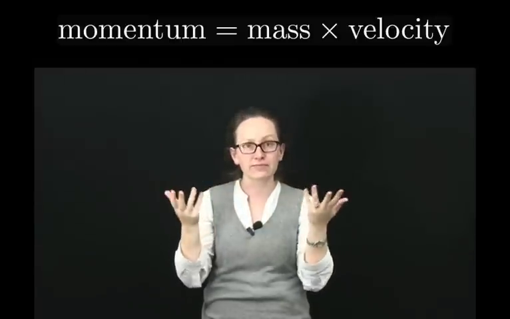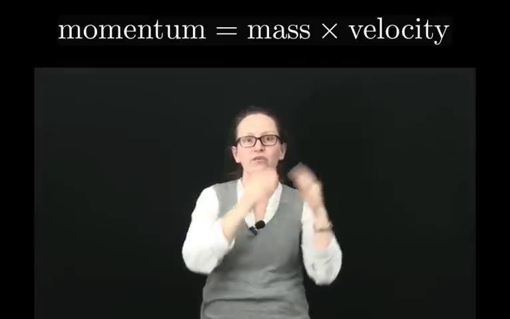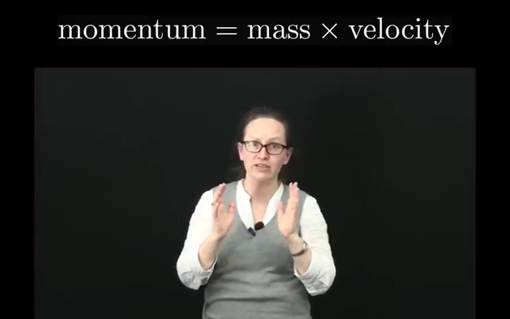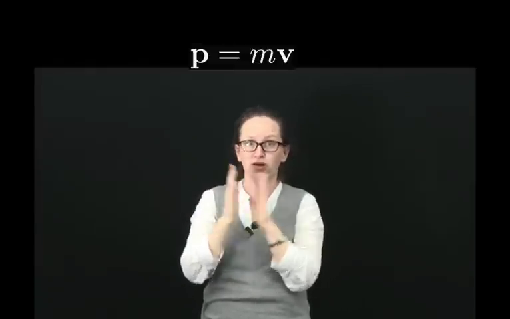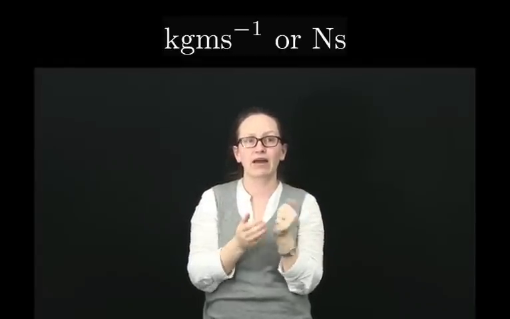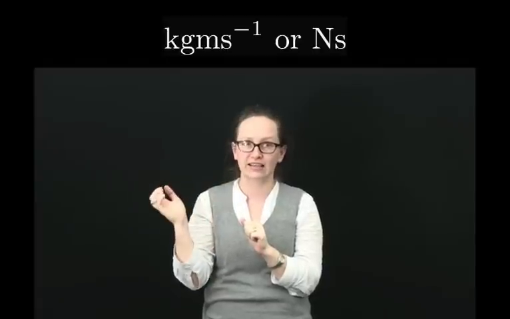So to understand the physics behind car crashes, the first thing we need to understand is momentum. Now, momentum is a vector, so like force, velocity or acceleration, it's got a magnitude and also a direction. So momentum can be calculated as the product of the mass of the object and the velocity of the object. Momentum is generally given the symbol a lowercase p. So our formula for momentum is p equals mv. The units for momentum are kilogram meters per second or Newton seconds.